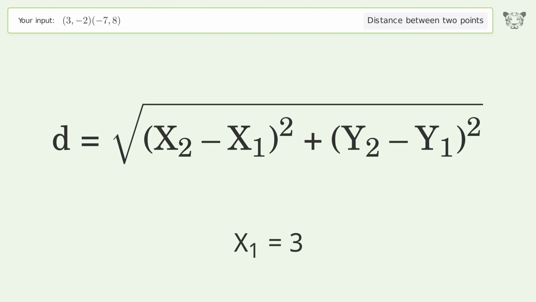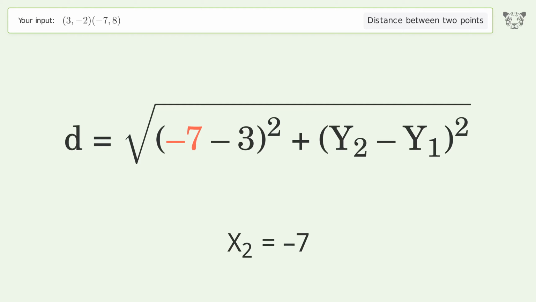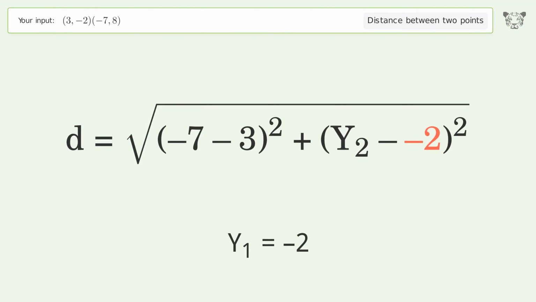x1 equals 3. x2 equals -7. y1 equals -2. y2 equals 8.